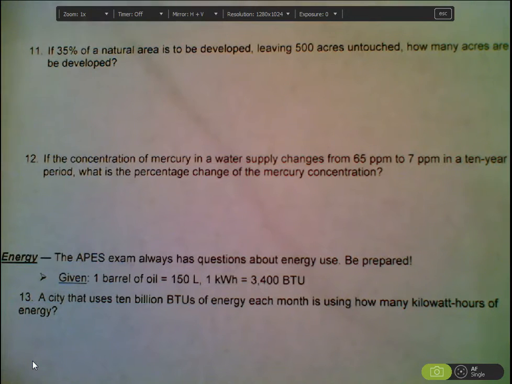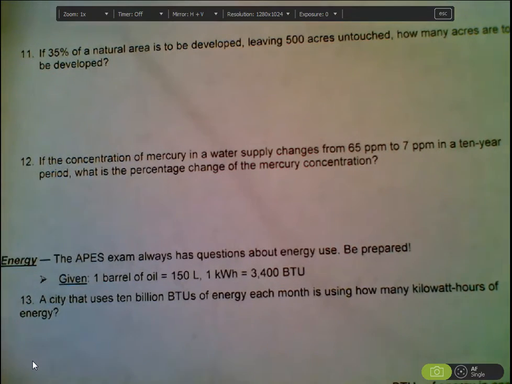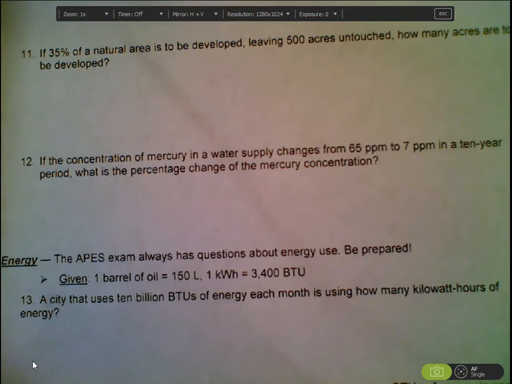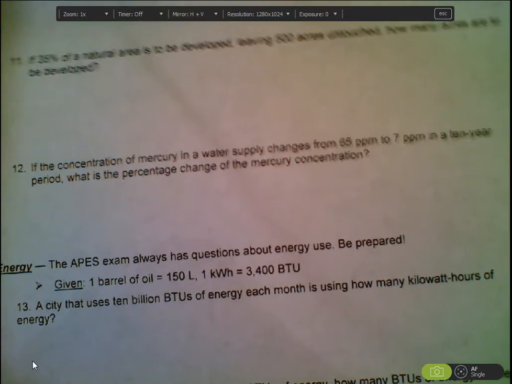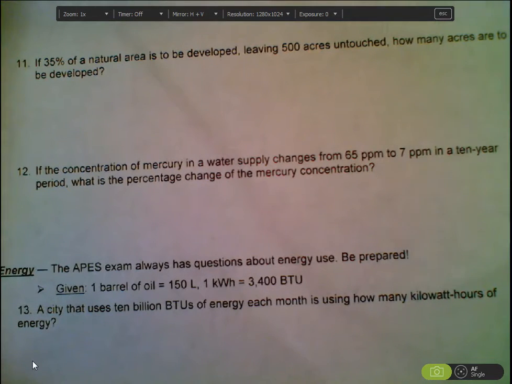For number 11, it's another percent problem. It's saying if 35% of natural areas are to be developed, leaving 500 acres untouched or undeveloped, how many acres are to be developed? So this one, we could do it like we did 10, or honestly, this one might be a little bit easier set up as a ratio.